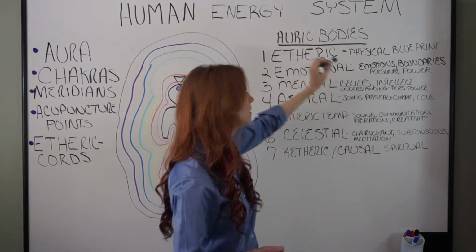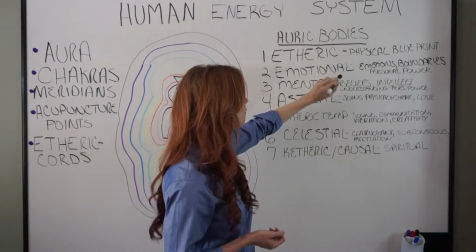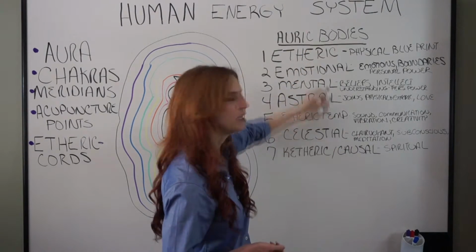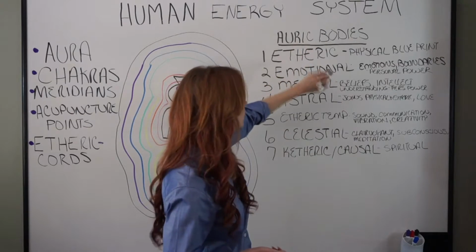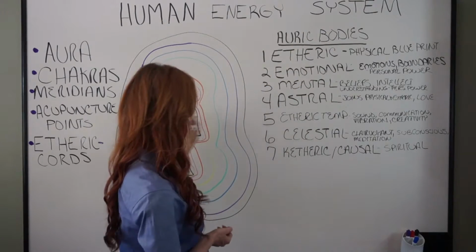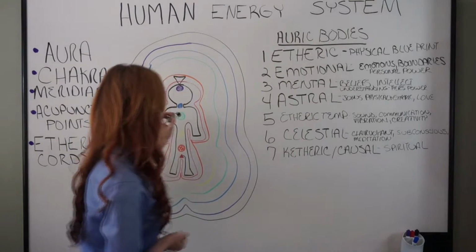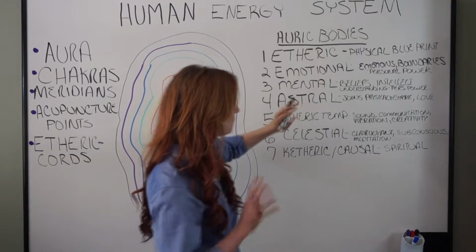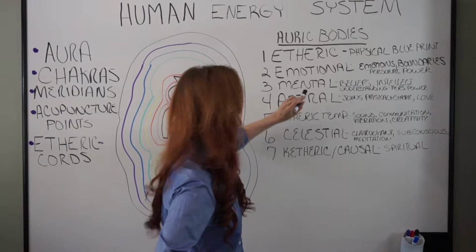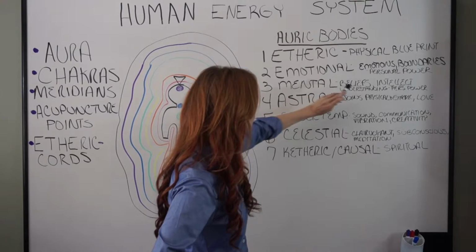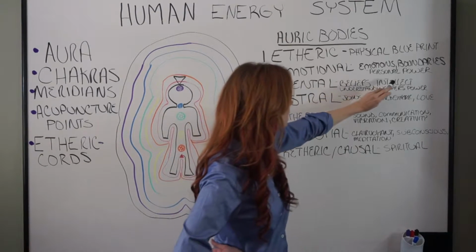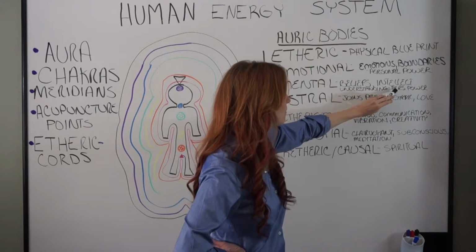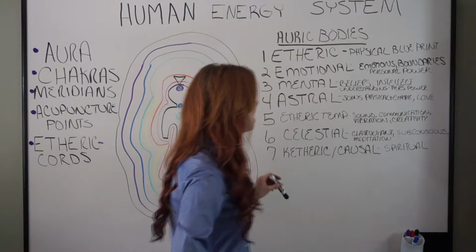And again, as I've said before in other videos, none of these are independent of each other. These all work together. Each one of these layers is present inside each other, and each one of the chakras is present inside each other's chakra. So none of it's independent, they're all interdependent. Then we have the mental layer, which is beliefs and intellect and understanding, and then they say personal power.